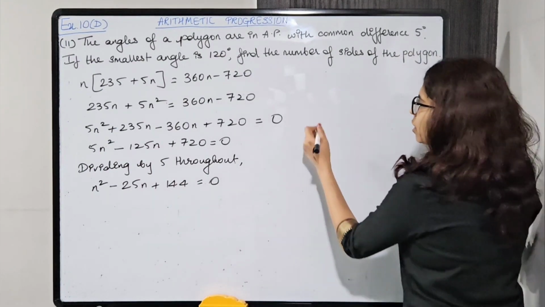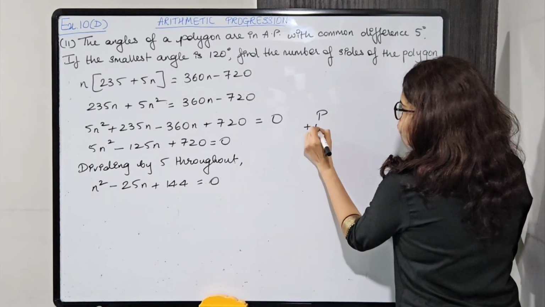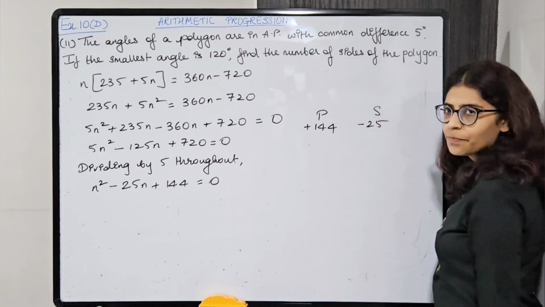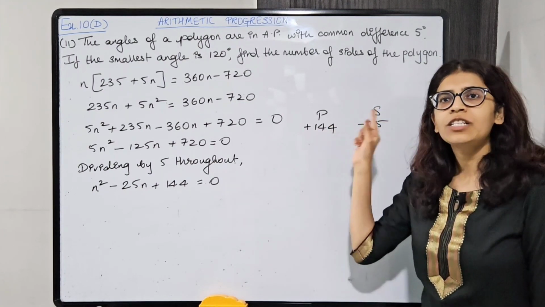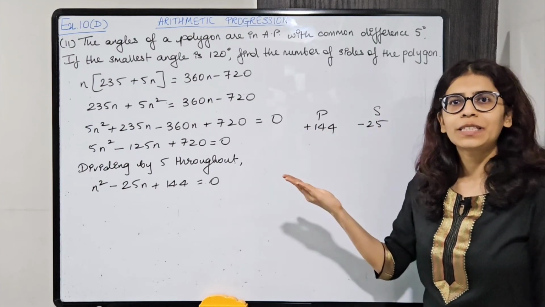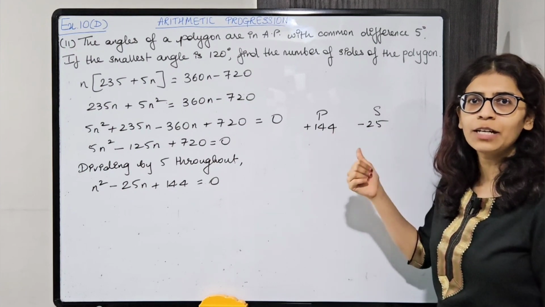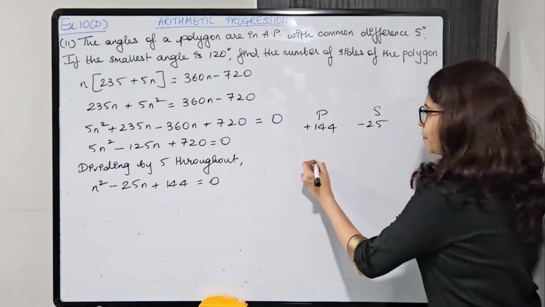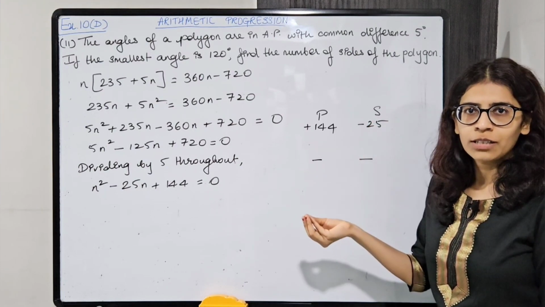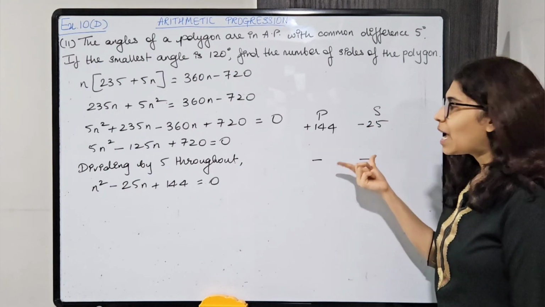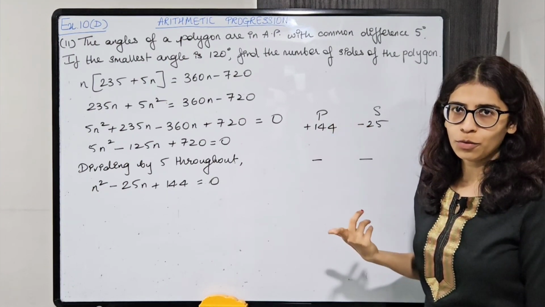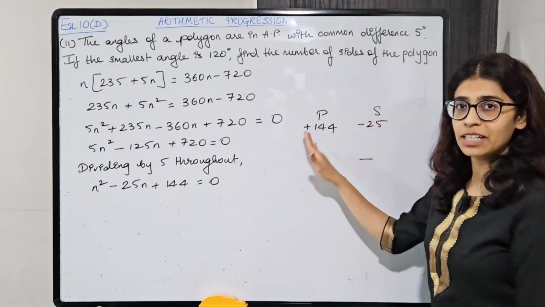Okay, so product is plus 144 and sum is minus 25. Product is positive, it means both the factors have same sign. Okay, तो sign कैसे पता चलेगा? Sum से. Sum negative है, it means both the factors have negative sign. Okay, so दोनों factors क्या हैं ये find out करते हैं. Both the factors, on adding you should get 25 and on multiplying you should get 144. Okay, with their respective signs.